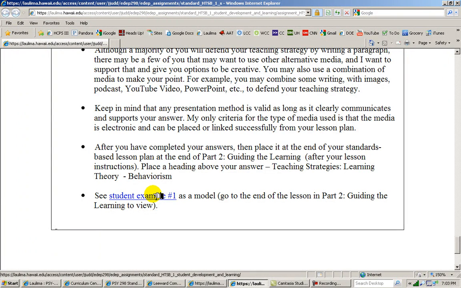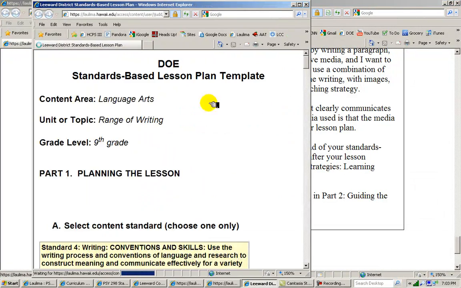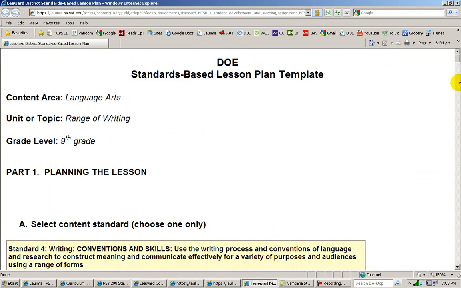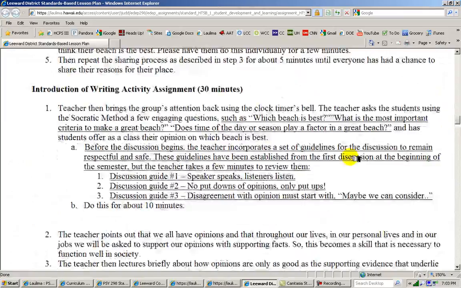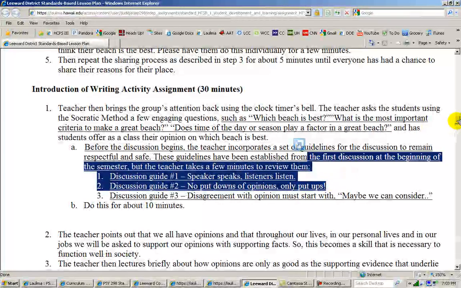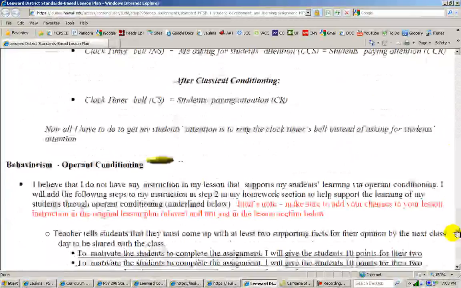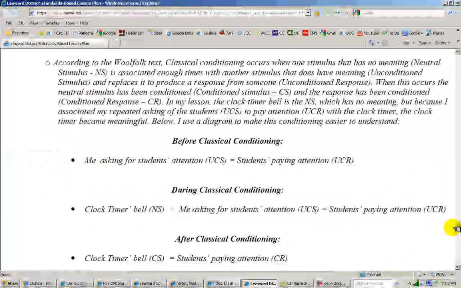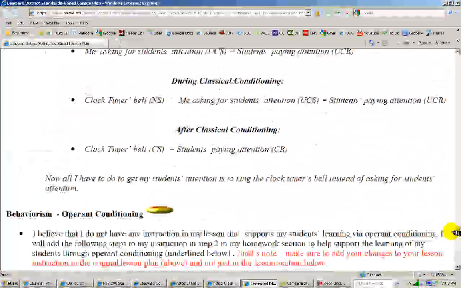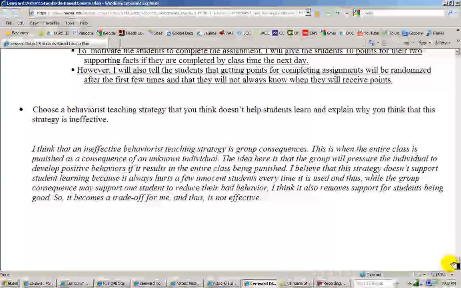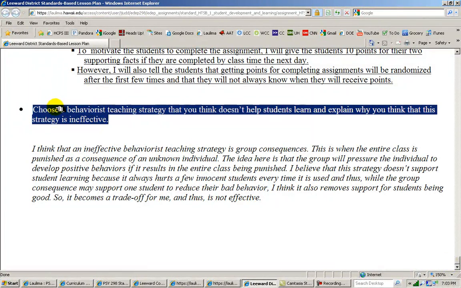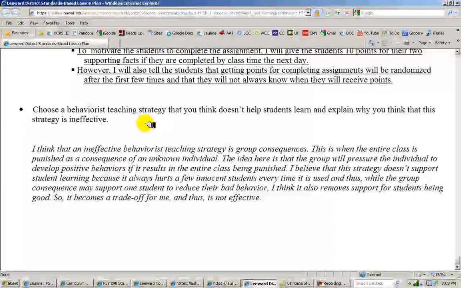Let me go ahead and click on this real quick so that you get a chance to see it. So it's the same lesson plan you've been working with the whole time, and we're just expanding it. So you'll see that there are lines in here to show that there is additional information in our lesson plan. And if you go all the way to the bottom, there you'll see the classical conditioning, and then also the operant conditioning, the evaluating the learning theory, and the ineffective teaching strategy. And in this way, after 1 week, and that's all you need to do for the week, you'll have a great idea of how behaviorism works. So let's move on to the next one when you finish that.